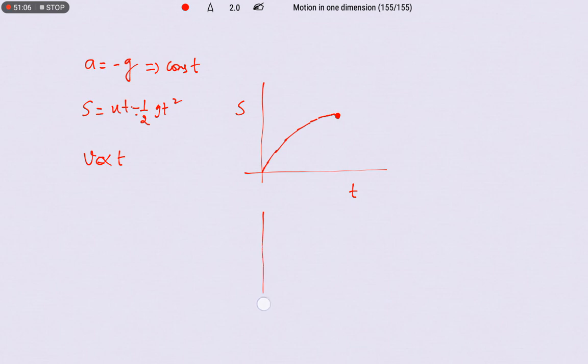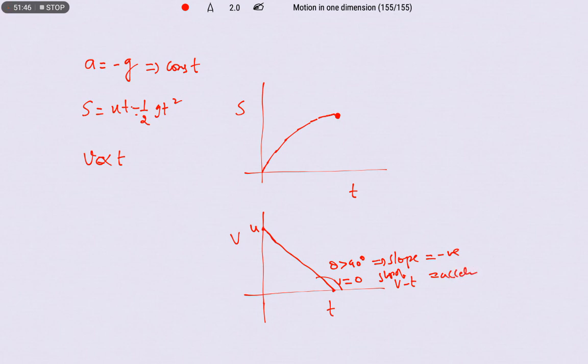Then what about the velocity time graph? So the velocity time graph will be a straight line. But what kind of acceleration will it be? Negative acceleration, therefore the graph will be like this. So initial velocity and final velocity will be 0. So theta is greater than 90. If theta is greater than 90, the slope will be negative. If the slope is negative, what is it? The slope of the Vt graph gives acceleration. That means acceleration is negative.